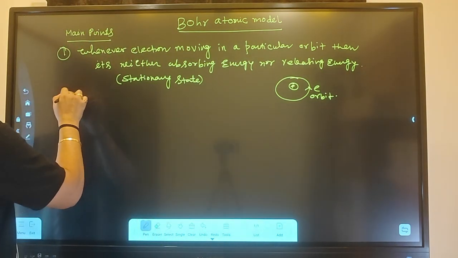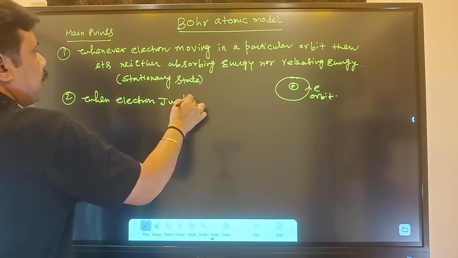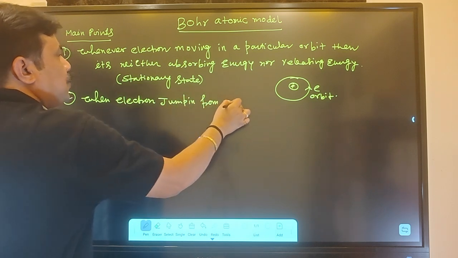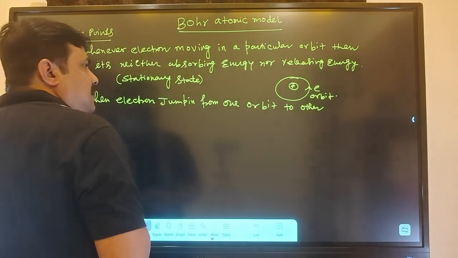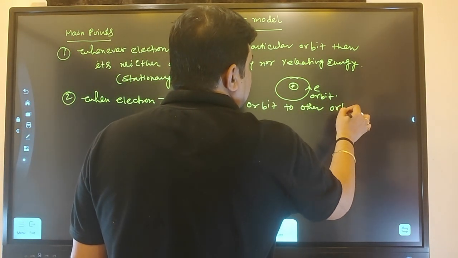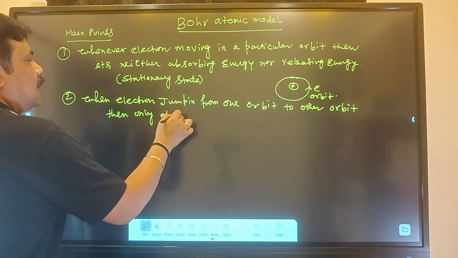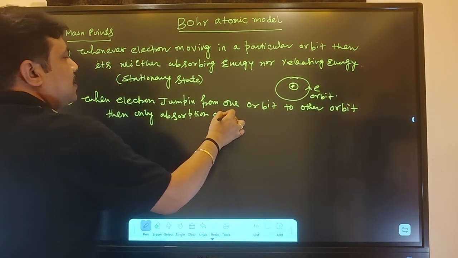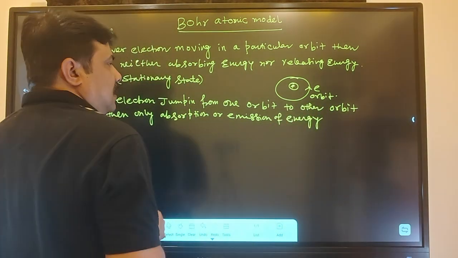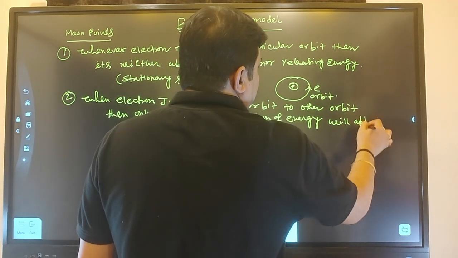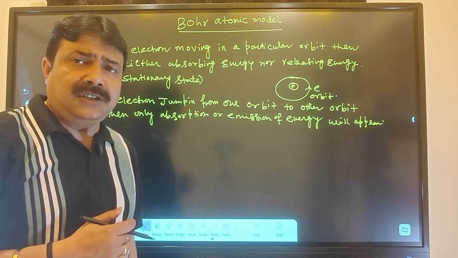So when the electron is jumping from one orbit to another orbit, it may be from higher energy to lower energy or lower energy to higher energy, then only absorption or emission of energy will come into the picture. If the electron goes from lower energy to higher energy, it will absorb energy. When it comes from higher energy to lower energy, it will emit energy.